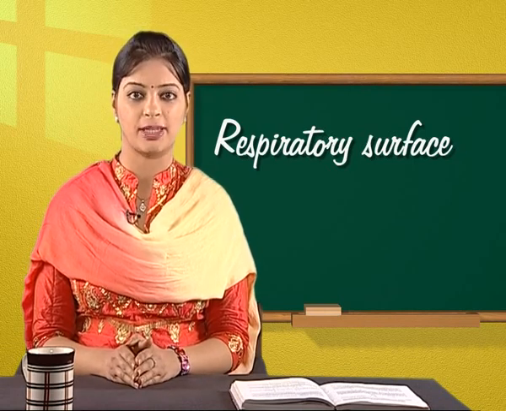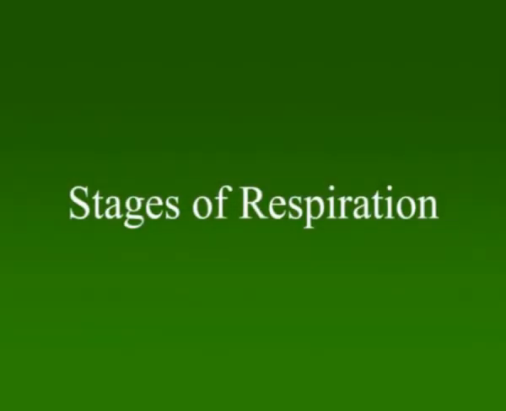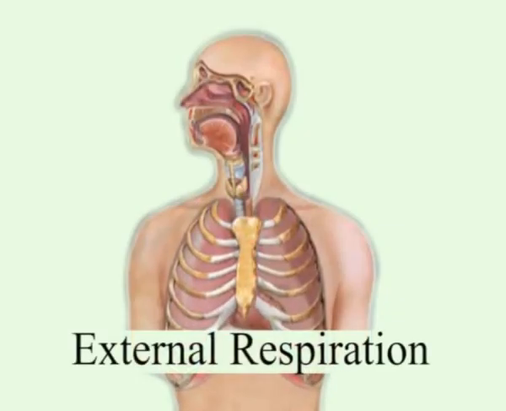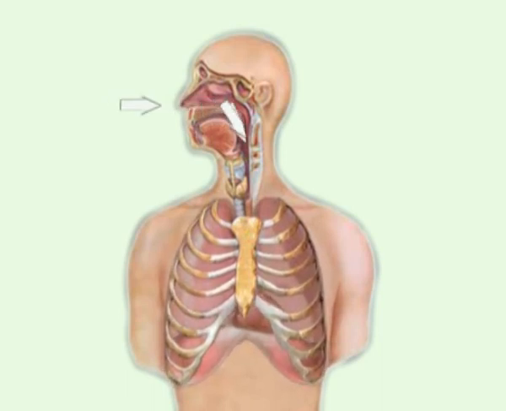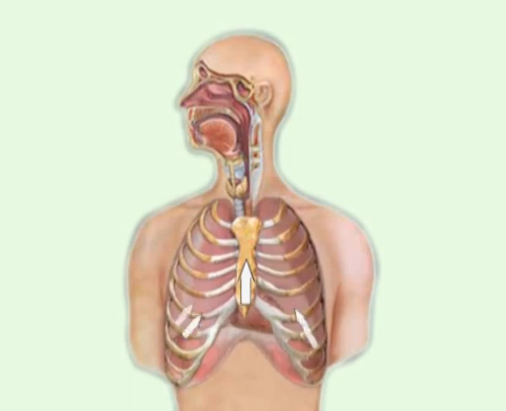The process of respiration takes place in 3 stages. Now let us discuss 3 stages of respiration. External respiration. The exchange of gases between the environment and the body is called external respiration or gaseous exchange. It is also called a physical process.